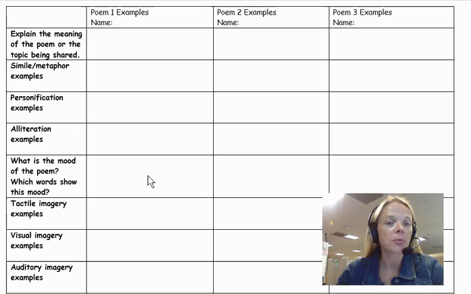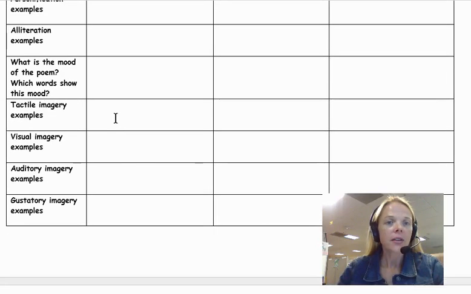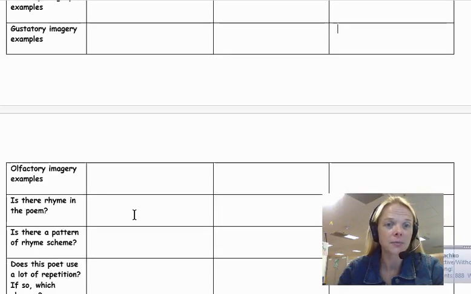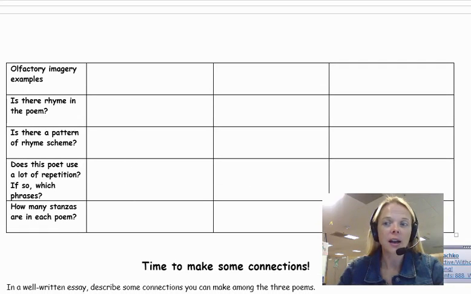Then you're going to dig a little deeper in which words show this mood. If you say your poem is sad, which words purvey that sadness? Are there examples of tactile imagery, visual imagery, auditory imagery, gustatory imagery? You may have all of these, you may have very few, just depending on the poet you've selected. Are there examples of olfactory imagery?